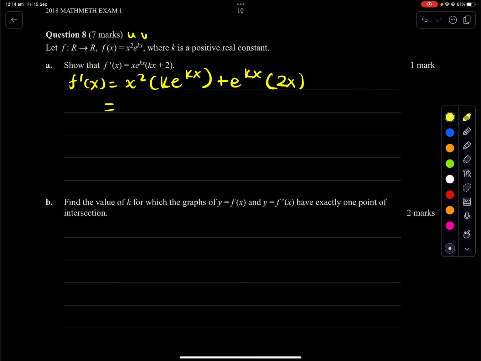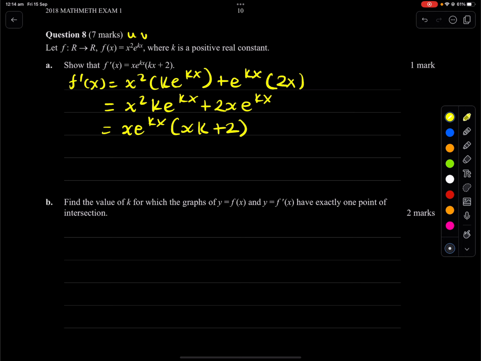So what's the common factor here? Well, it's x k e^(kx). Here will be x. Wait, what am I doing? Well, let's just expand it. Well, the common factor for all of them is x e^(kx). This will be x(kx plus 2). So yeah, same as that.